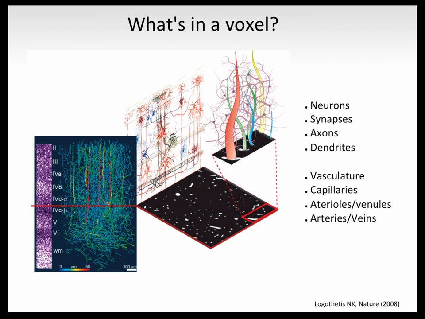So if we take a step back and ask ourselves what's in a voxel, what we're actually imaging, there's a bunch of different things in a voxel. You've got the neurons, synapses, axons, and dendrites, which are basically what we would like to be imaging. What we are actually imaging, though, is a sort of secondary signal, which is contained in the vascular capillaries, arterioles, etc.